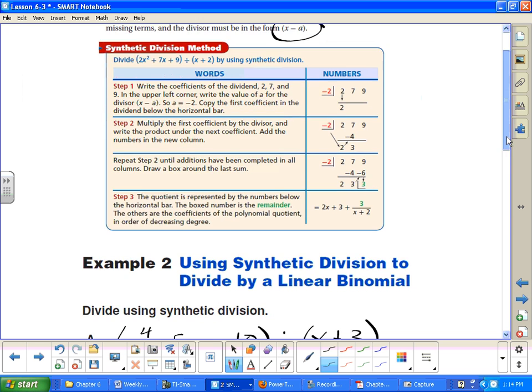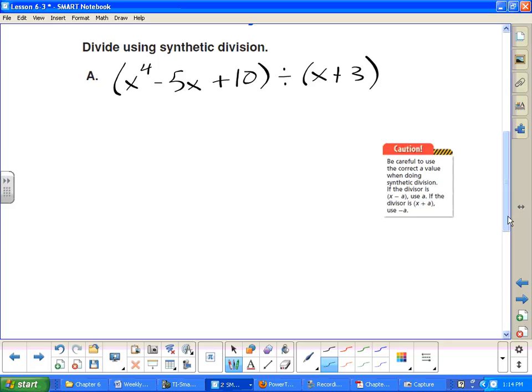All right, so here's the ease of synthetic division. First of all, we're going to put a little half a box over here, and we're going to put the 0 in that box. So what makes this 0?